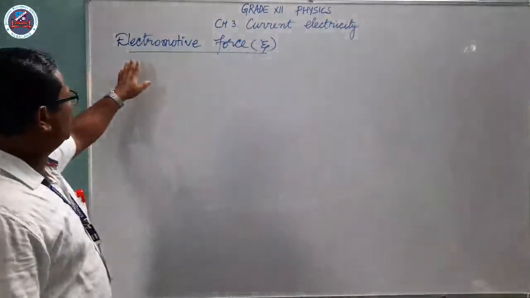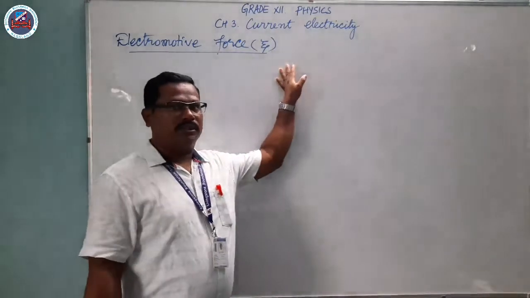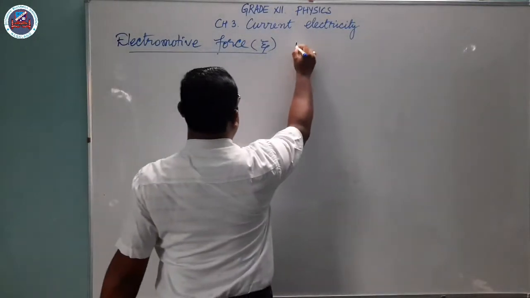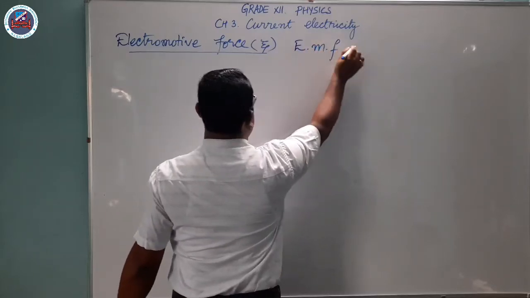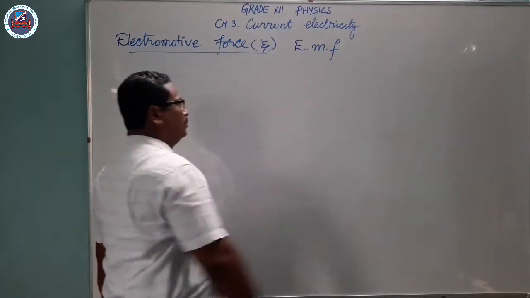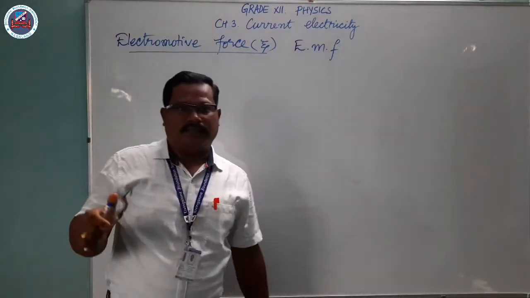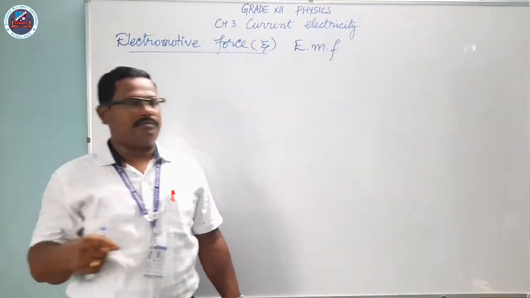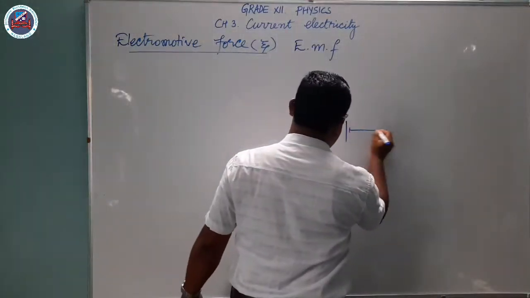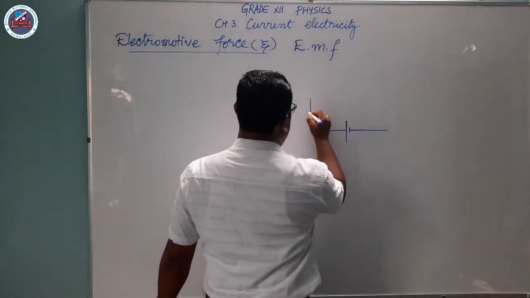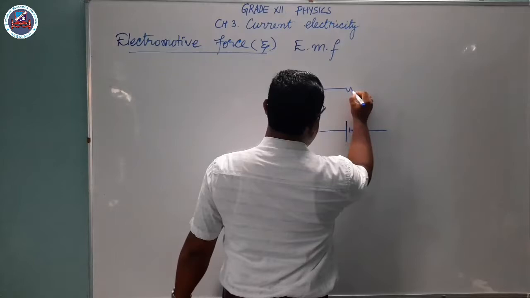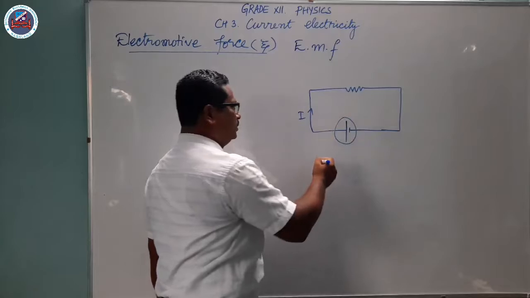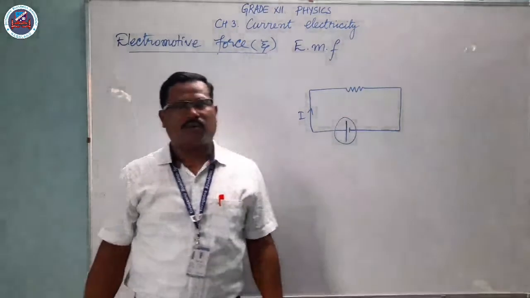Here I have written the first one, the electromotive force. We represent it with this symbol epsilon, and in short we write it as EMF also. This indicates electromotive force. For a cell to maintain a steady current, say I, across the circuit, it needs to do some work. The cell needs to do some work.